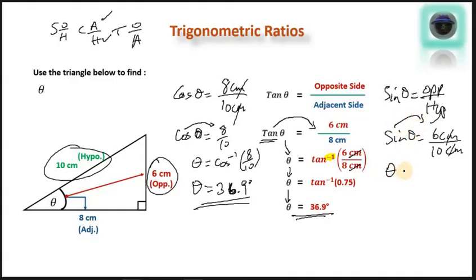Transposing the sine over, we have theta isolated, now equals sine inverse. Since we transpose sine to the other side of the equal sign, that becomes sine inverse of 6 over 10, which is 0.6. Or you can leave it as 6 over 10 in a calculator, it doesn't matter. And so the sine inverse of 0.6 or 6 over 10 will be approximately 36.9 degrees as well. So no matter which one of these trig ratios we use, as long as we have the two sides we need to calculate that particular value of theta, the answer is going to be the same, 36.9 in this case.